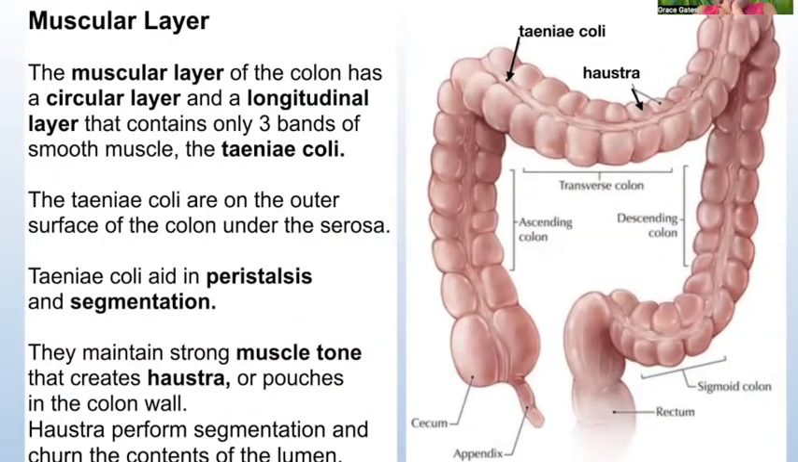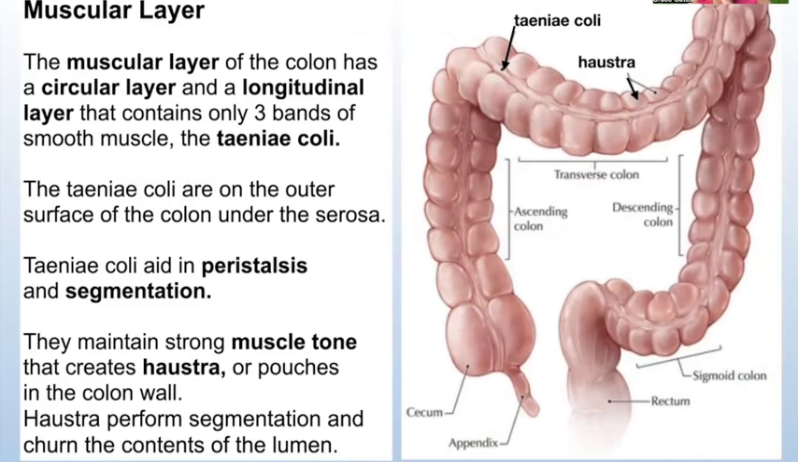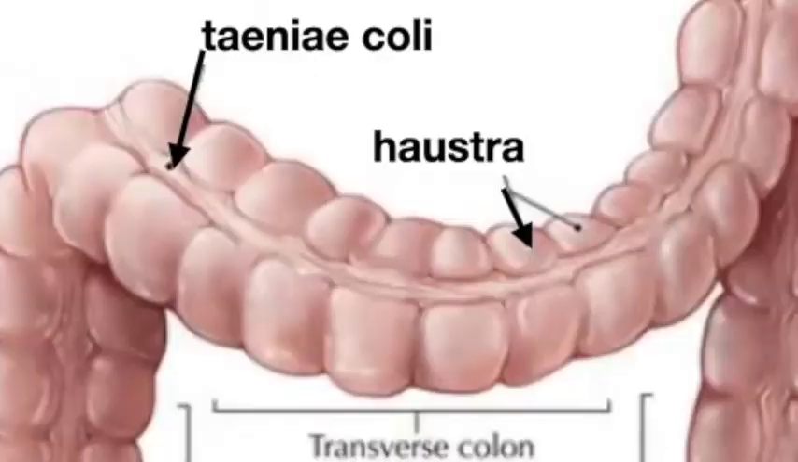The muscular layer of the colon has a circular layer and a longitudinal layer. But the longitudinal layer only contains 3 bands of smooth muscle called the taeniae coli on the outer surface of the colon under the serosa. Taeniae coli aid in peristalsis and segmentation. They maintain strong muscle tone that creates haustra, or little bunches or pouches in the colon wall. Haustra perform segmentation and churn the contents of the lumen.